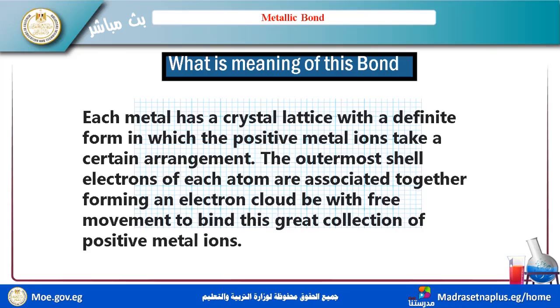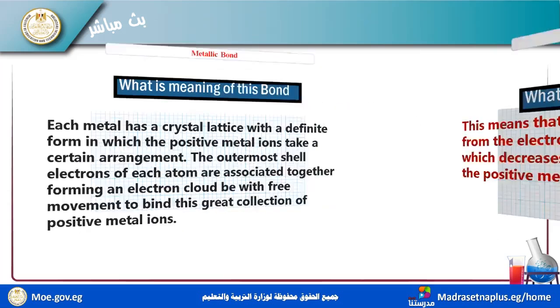Each metal has a crystal lattice with a definite form, in which the positive metal ions take a certain arrangement. The outermost shell electrons of each atom are associated together, forming an electron cloud with free movement to bind these great collections of positive metal ions. This attraction between these components inside the atoms forms metallic bonds.